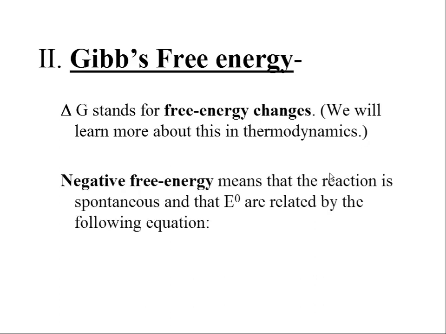So what you kind of need to know, if it's negative free energy, means that the reaction is going to be spontaneous, and that E's are related by the following equation. And here's our equation that we're going to be dealing with. Delta G stands for, delta means the change in, G means Gibbs free energy. Then it's a negative. N is going to stand for the number of electrons that are going to be passed. F stands for Faraday's constant. And E is actually voltage.